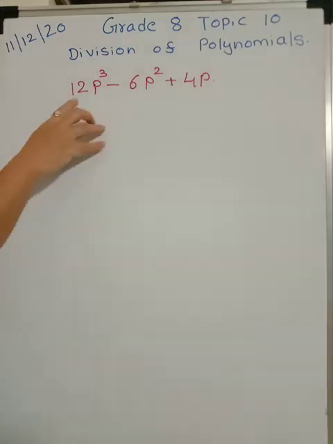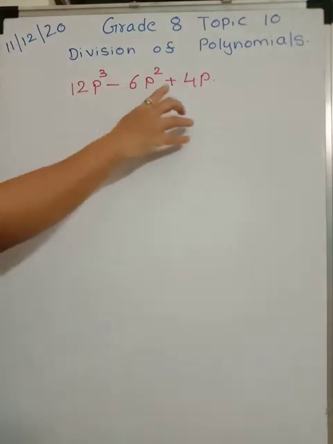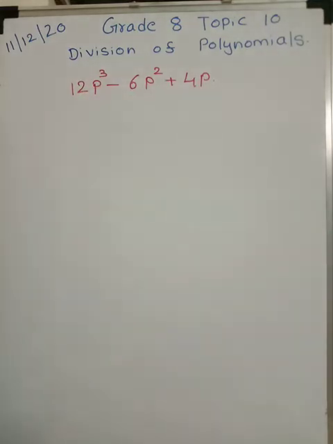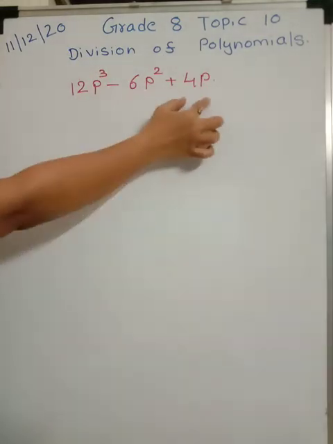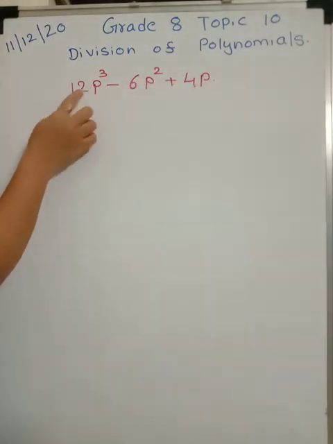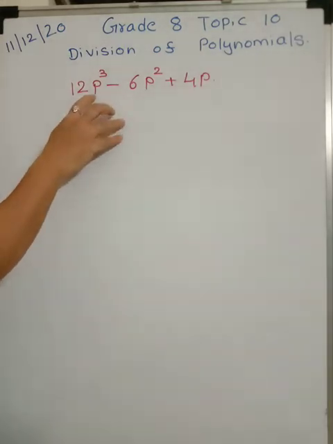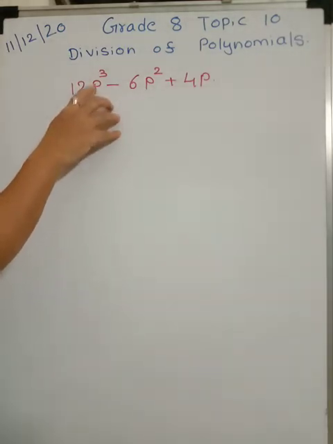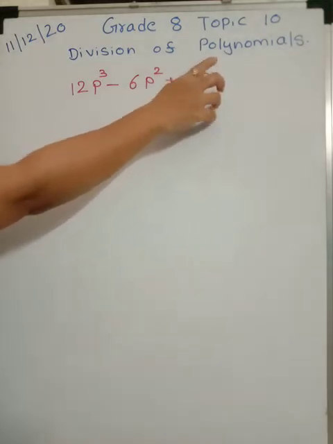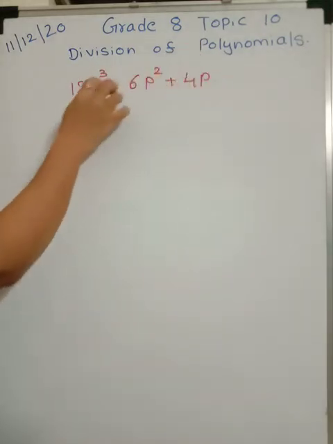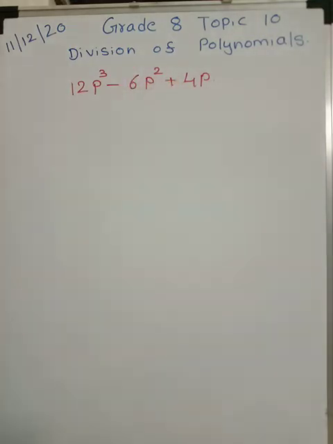Now you can see this 12p cube minus 6p square plus 4p. This is an algebraic expression and there is only one variable, that is p. So I can say it is an algebraic expression in one variable. Now we look at each term, and in each term you concentrate on the index of the variable. What is the index of the variable over here? 3. What is the index of the variable? 2. What is the index of the variable? 1. That means the index of the variable in each term is a whole number. It is not negative nor is it a fraction.